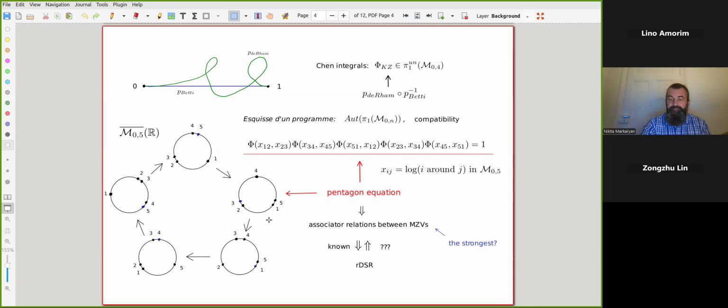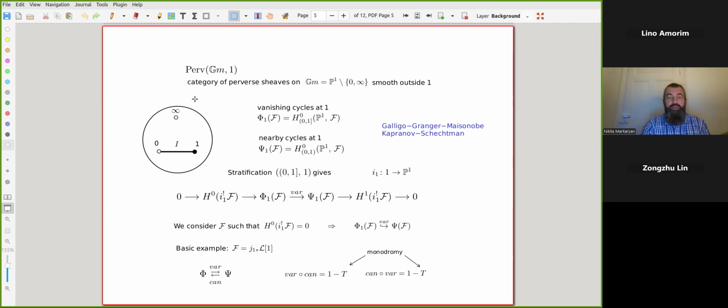So now I'm going to discuss what this perverse sheaves, vanishing cycles business was. Okay, so our category will be the category of perverse sheaves on Gm, the multiplicative group. So this is the projective line without zero and infinity, which has no singularity outside one. So the only singular point possible is one.